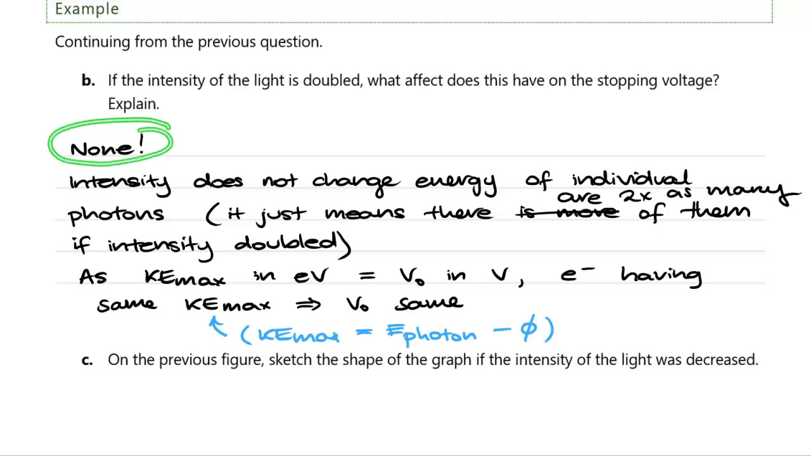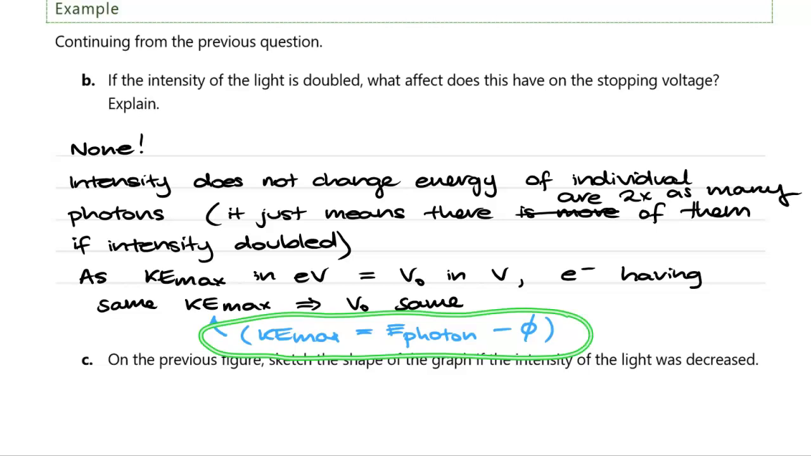Our claim is that there is no impact on the stopping voltage. Our evidence and reasoning, well, we talked about how intensity does not change the energy. So intensity doesn't have anything to do with the energy of the photons. And we've also mentioned if the energy is the same, the stopping voltage is the same. And there's all sorts of points of reasoning. Our evidence had to do with the Ke max and the fact that Ke max is related to V0. So it's quite a few sophisticated concepts put together there.